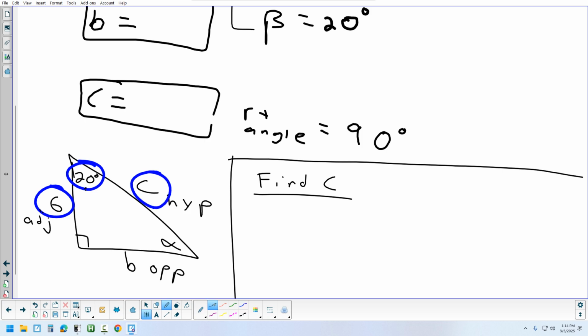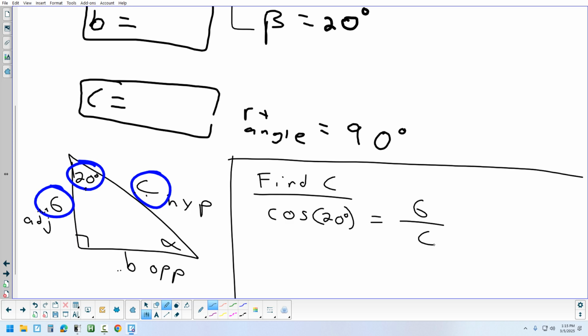So C is the hypotenuse. And what was the position of the side that we know? Adjacent. Now you've got to figure out which trig function. It's cosine, adjacent and hypotenuse. And the angle is 20. Fill in your angle for the cosine function. And then it'd be adjacent over hypotenuse, so 6 over C.